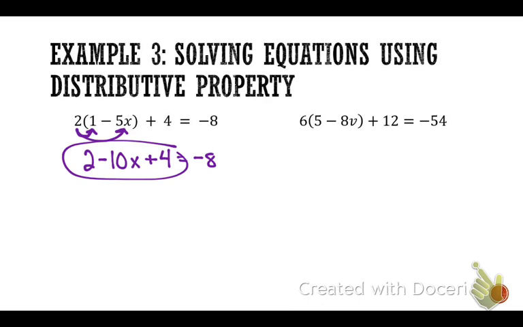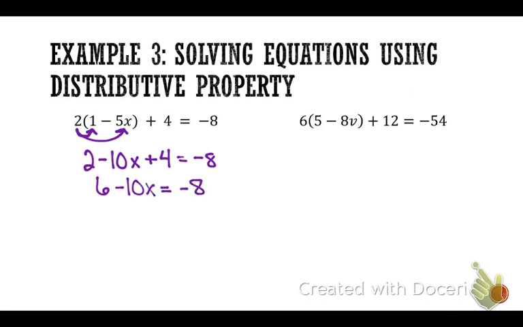2 and 4. Mason? 2 and 4. Now tell me this, is 4 positive or negative? Positive. It's positive because there's a plus sign right in front of it. Don't be thrown off by the subtraction sign in front of the 10x. 10x is negative. So 2 plus 4 is what? 6 minus 10x equals negative 8.